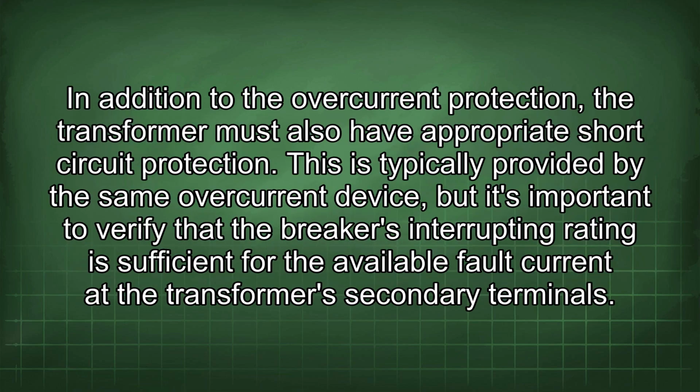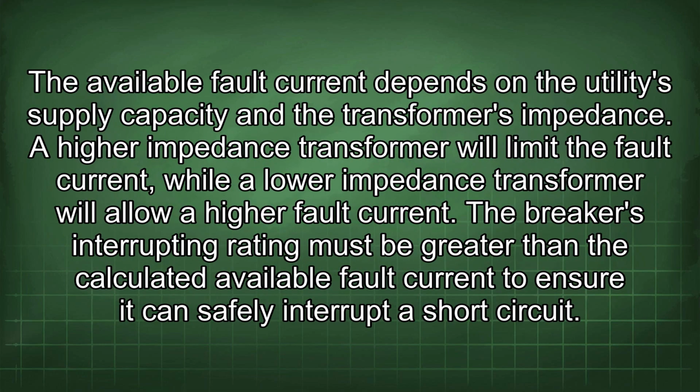In addition to the overcurrent protection, the transformer must also have appropriate short-circuit protection. This is typically provided by the same overcurrent device, but it's important to verify that the breaker's interrupting rating is sufficient for the available fault current at the transformer's secondary terminals. The available fault current depends on the utility's supply capacity and the transformer's impedance. A higher impedance transformer will limit the fault current, while a lower impedance transformer will allow a higher fault current. The breaker's interrupting rating must be greater than the calculated available fault current to ensure it can safely interrupt a short circuit.